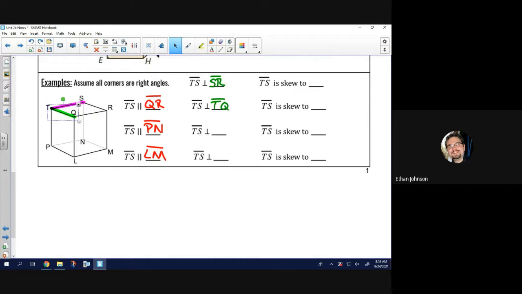And if we look, we can also go down the side. So segment TP would be one, as well as segment SN.